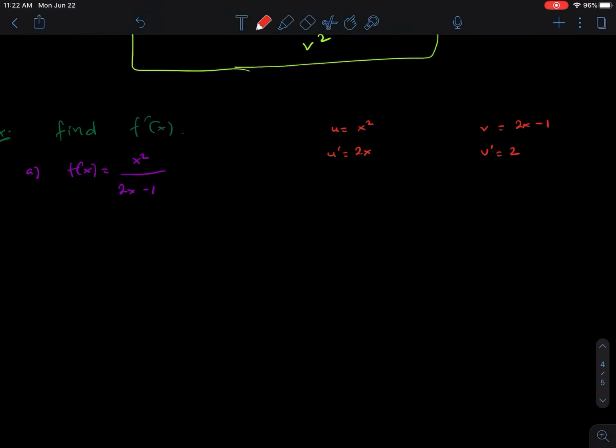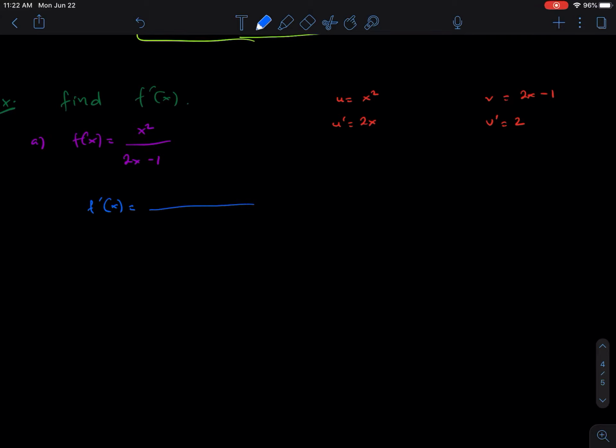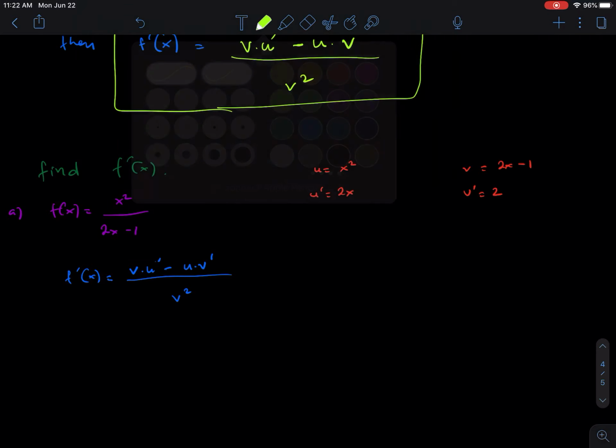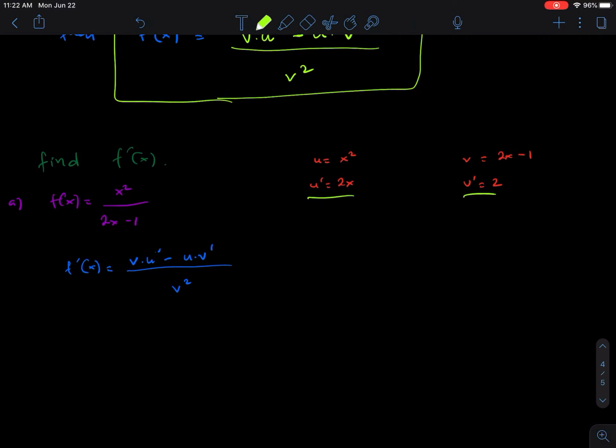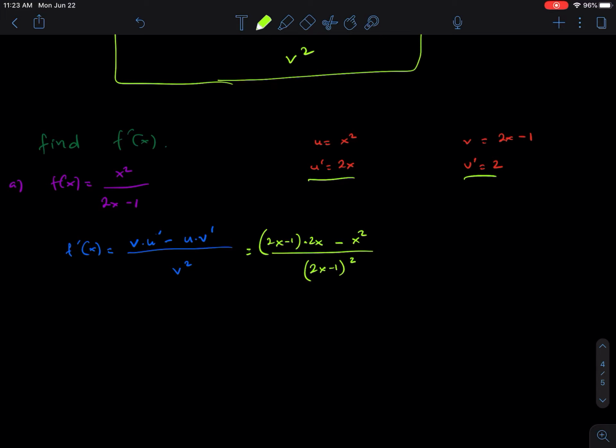I usually start out by writing the formula so that way I know what to plug in. So my derivative is equal to v squared in the bottom, and then it's going to be v times u prime minus u times v prime. I usually write that first part, and then I just plug in what I have on the right hand side into the formula. So v is going to be 2x minus 1 squared, and then v is going to go right here first, and then u prime is 2x, minus u, which is x squared, times v prime, which is 2.